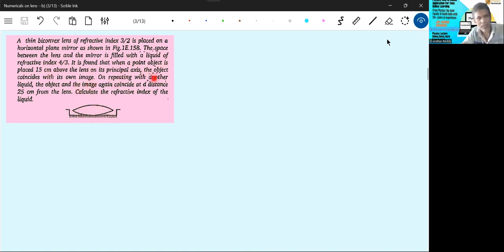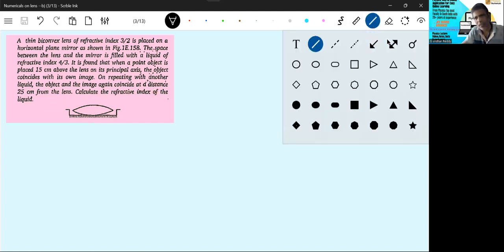On repeating with another liquid, the object and the image again coincide at a distance 25 cm from the lens. Calculate the refractive index of the another liquid. You can solve this one by several methods. So let me begin with this.